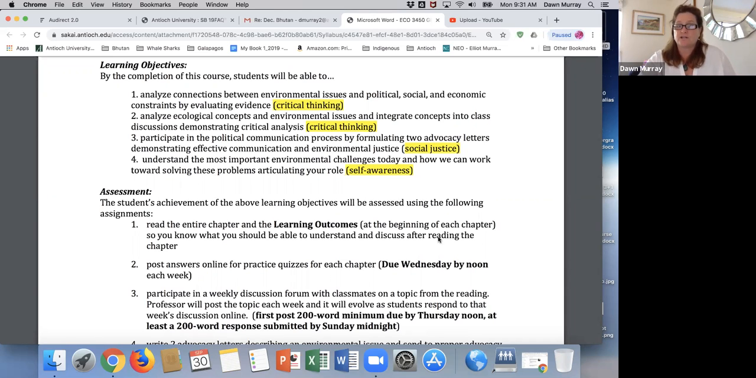Number 3 is you're going to actually participate in the political communication process, and you're going to form advocacy letters. So that is something I'll talk about more later. And you're going to understand the most important environmental challenges today and how we can work towards solving these problems, articulating your role. So that's a big self-awareness piece.